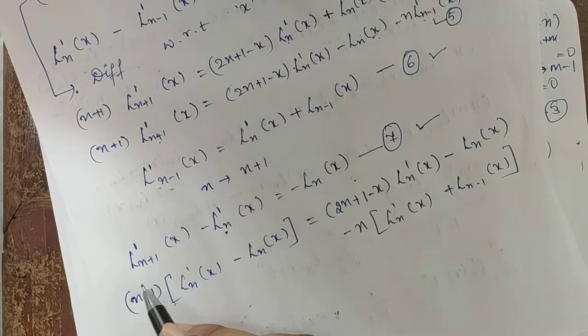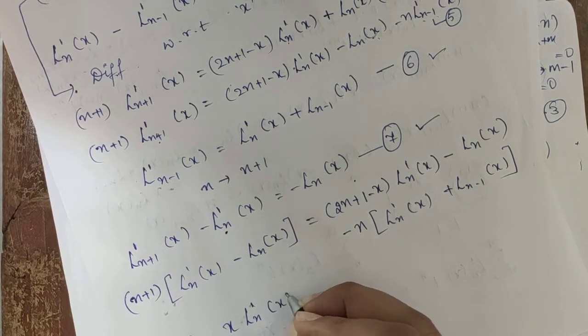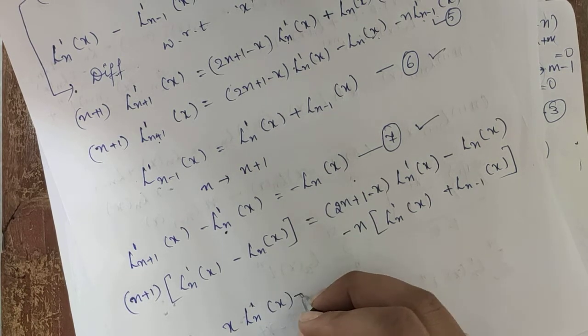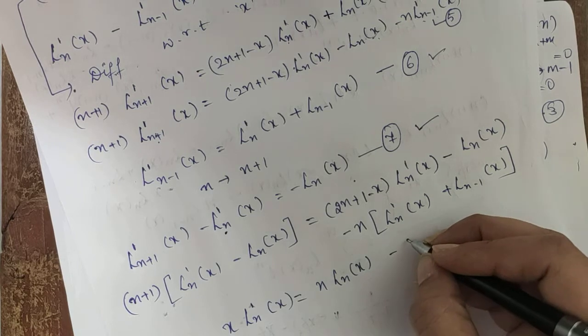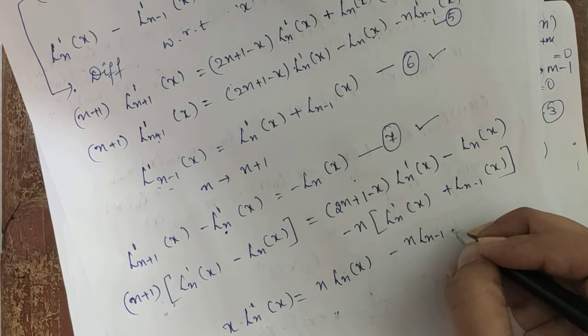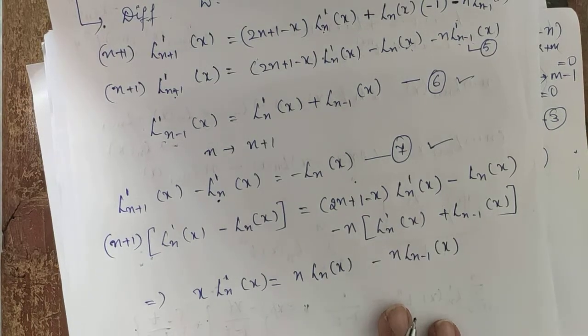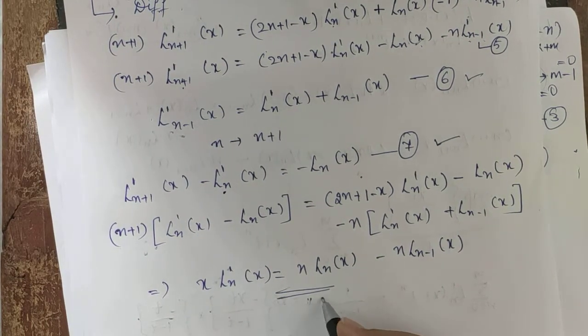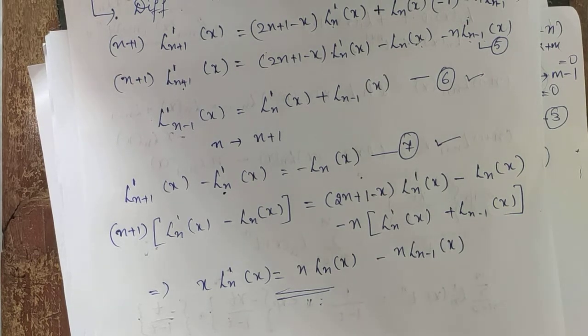So if you simplify this, you will get x Ln'(x) = Ln(x) − n L(n−1)(x). So this is nothing but your second recurrence relation. We need to prove one more recurrence relation, right?